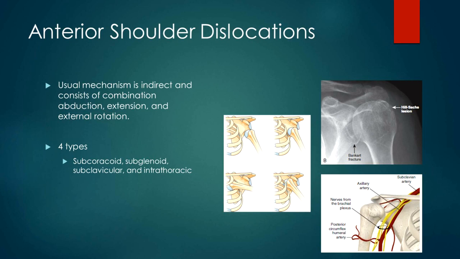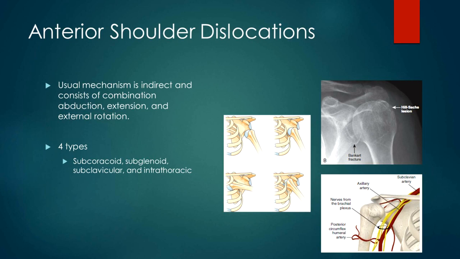You want to assess the sensory component of the axillary nerve by testing for sensation over the lateral aspect of the upper part of the arm and over the deltoid muscle. You want to test the motor component, as it requires activation of the deltoid muscle, but it is difficult in patients who have shoulder dislocations.